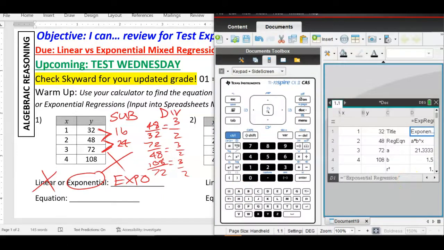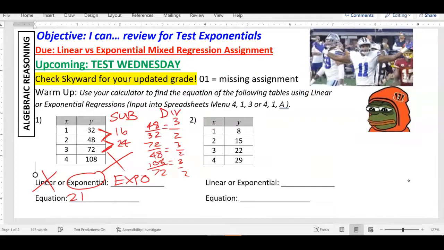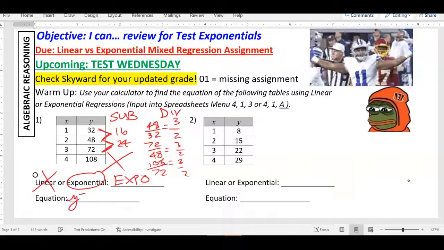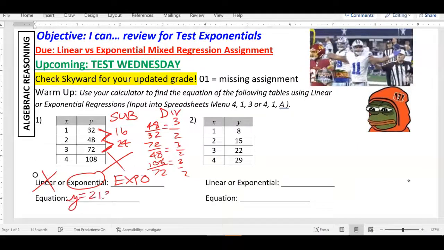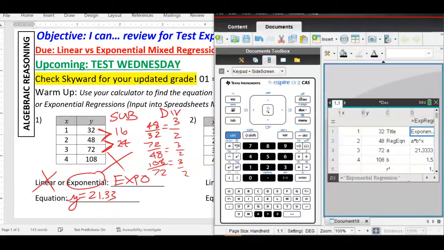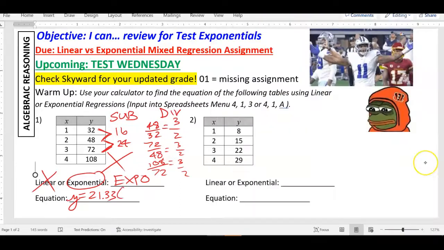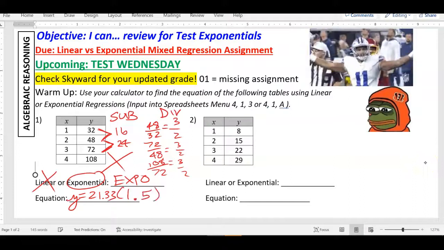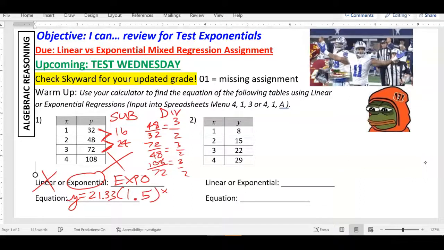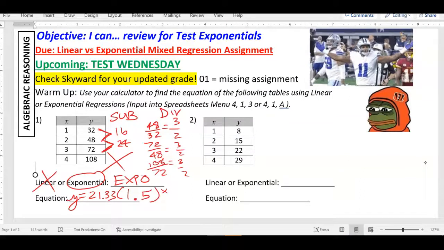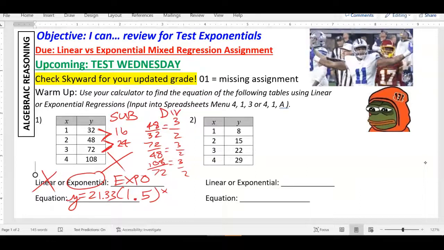Now, even if you get a decimal like this, that's your answer, right? So exponential is A times B to the power of X, right? So A is 21.33 repeating. Actually, let's make sure we put Y equals 21.33 repeating times B, which is 1.5 to the power of X. Okay, is everyone able to get an exponential equation?